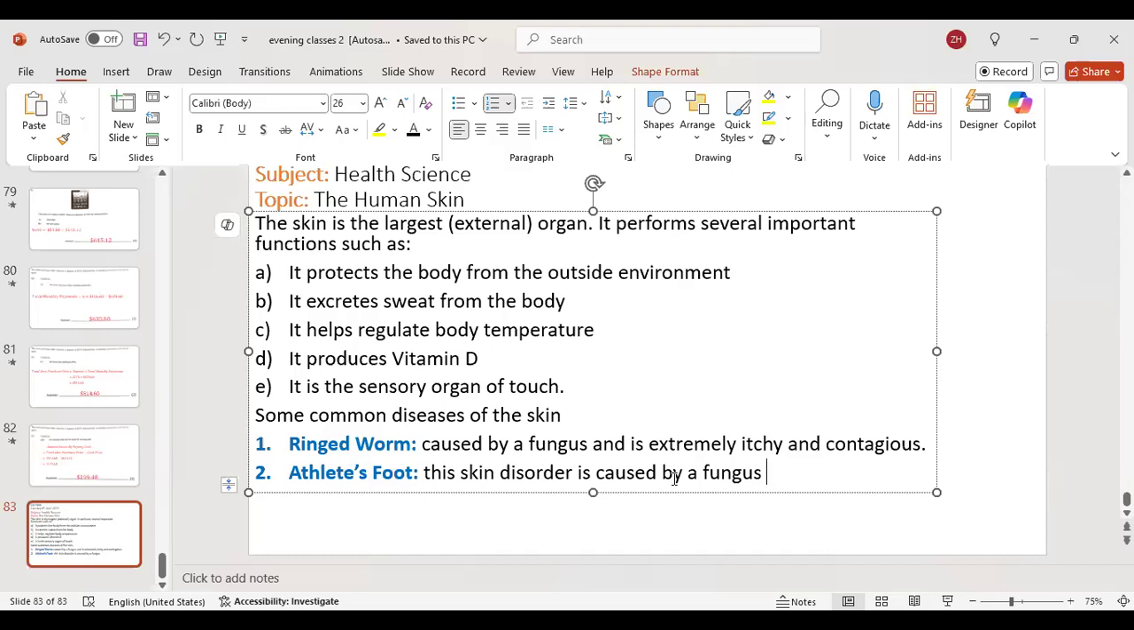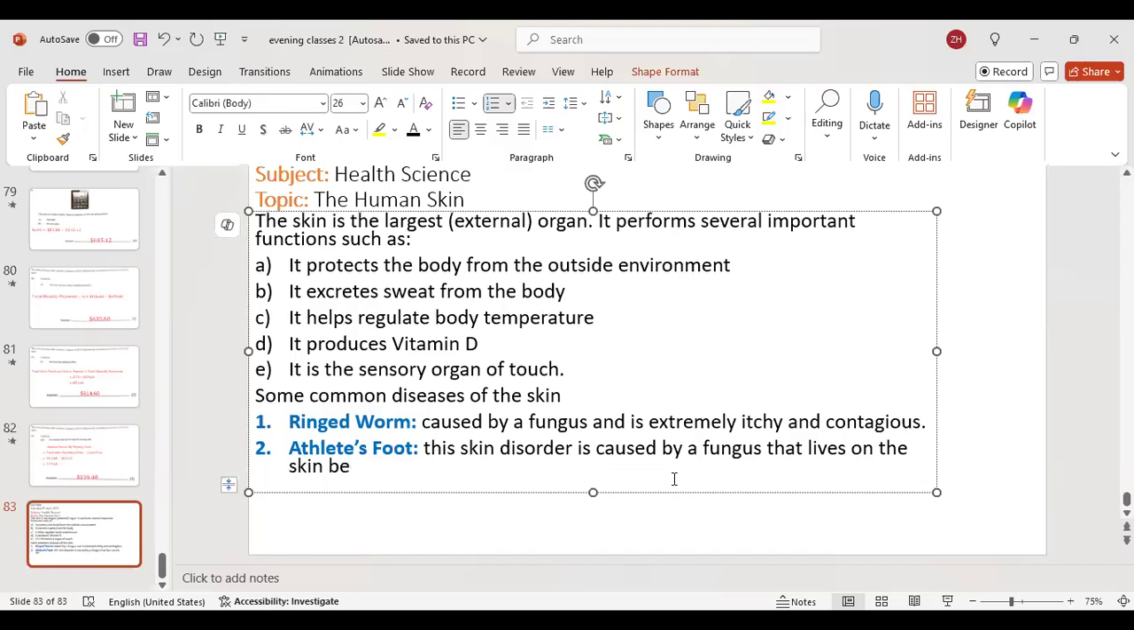Caused by a fungus that lives on the skin between the toes and under the toenails. Okay. That's yucky, right? Between the toes and under the toenails. So that means you need to make sure that you have proper hygiene, yes.